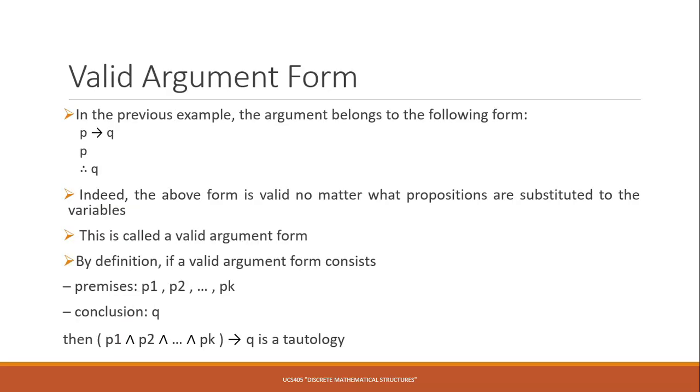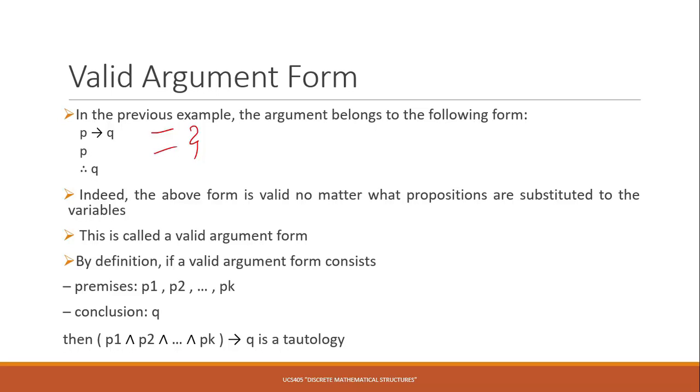Now what is a valid argument form? In the previous example, we have an argument of this form. First premise is P implies Q, second premise is P. If these two premises are true, we can say our conclusion Q is also true. So this is a valid argument form. Why? Because this form is valid no matter what propositions are substituted for these variables.